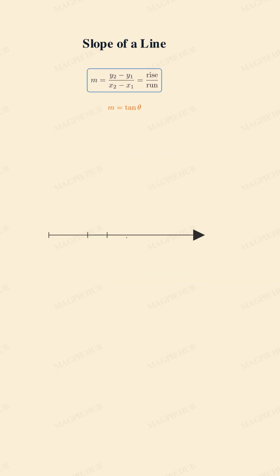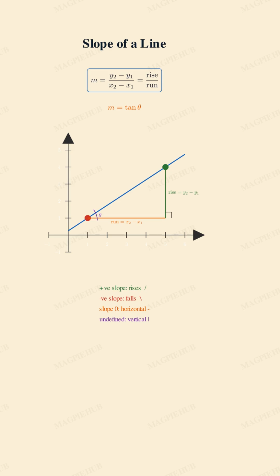Slope of a line. The slope measures how steep a line is. For a line passing through points x1, y1 and x2, y2, the slope m equals y2 minus y1 over x2 minus x1, which is rise over run. A positive slope means the line goes upward from left to right. A negative slope means it goes downward. Zero slope is a horizontal line. Undefined slope is a vertical line. The angle theta that a line makes with the positive x-axis satisfies m equals tan theta.